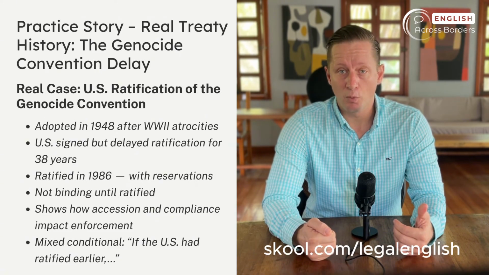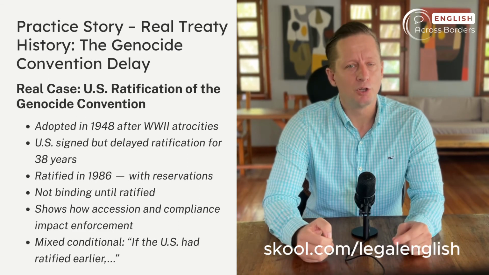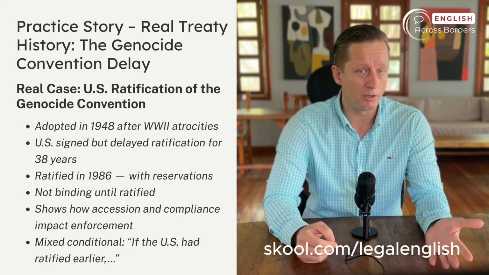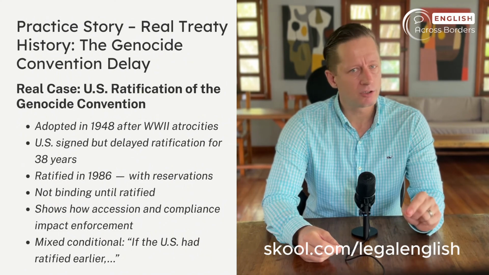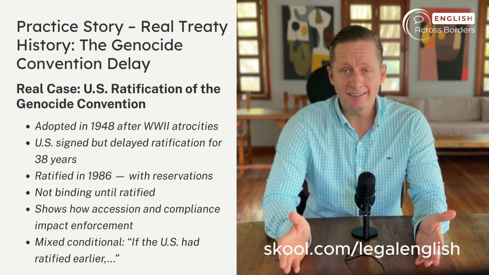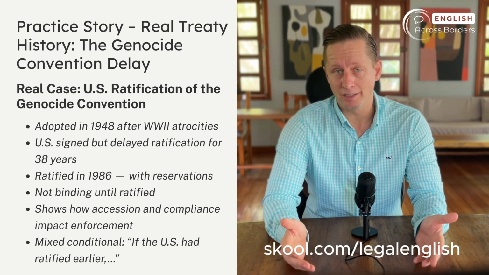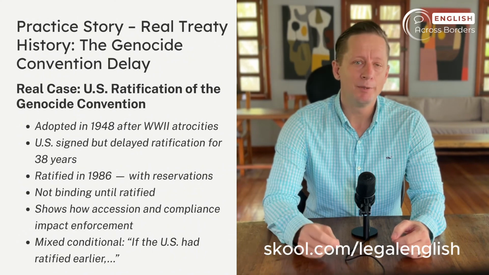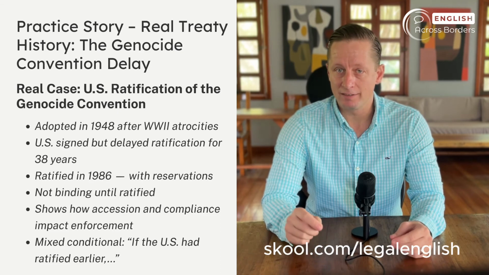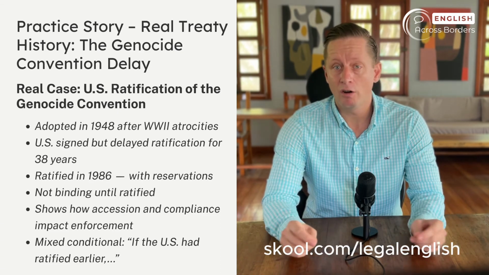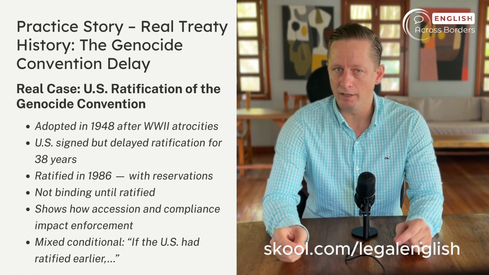Many lawyers and activists warned that if the United States had ratified the Genocide Convention earlier, its global leadership on human rights would have been stronger. That's a mixed conditional, showing how a past decision affected its current reputation. In 1986, nearly 40 years later, the U.S. Senate finally voted to ratify the treaty, but they added reservations, limiting how it would apply inside the country. This is a classic example of accession to a treaty, a process that had already been active for decades, and how reservations can limit a state's full compliance.